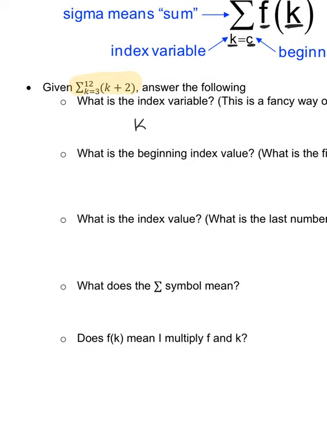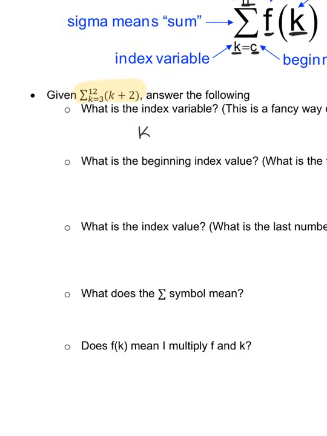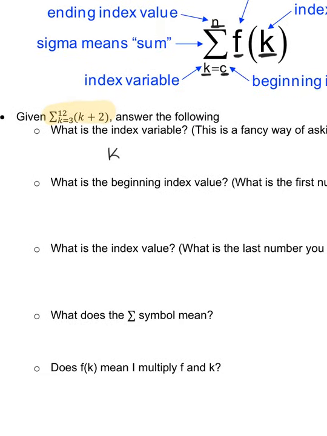Next, what is the beginning index value? So this is the first number that I would be substituting for K if I were looking at it in terms of a series. So the beginning index value is whatever K is equal to. Since I have K is equal to 3, it means that 3 is my beginning index value. What is the ending index value? That would be the last number or the last term in the sequence that you would add. That is 12. It's the number that's on top of the sigma symbol.